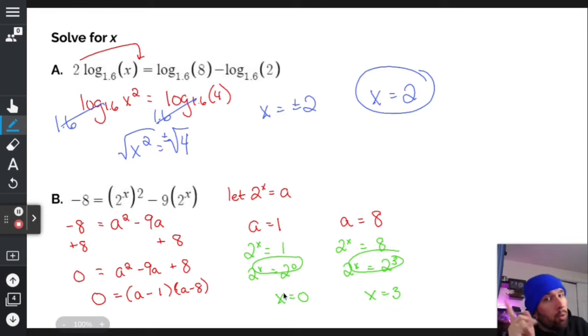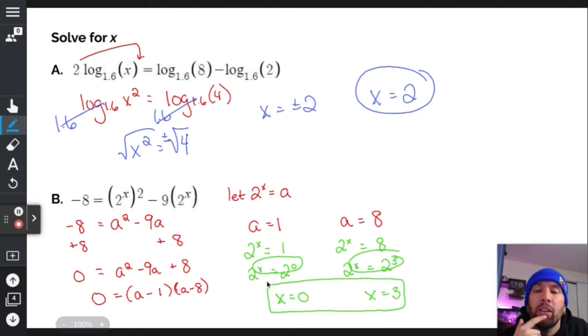Now, we know that I'm not allowed to do logs of 0. I'm not allowed to do ln's of 0, but I don't see any logs, and I don't see any ln's over here. And if I were to plug in 2 to the 0, I would get 1 squared. And if I were to plug in 2 to the 0, I would get 1. And 1 minus 9 is negative 8, so it works out just fine. Look at that. Isn't that great? Isn't that something else? It sure is.